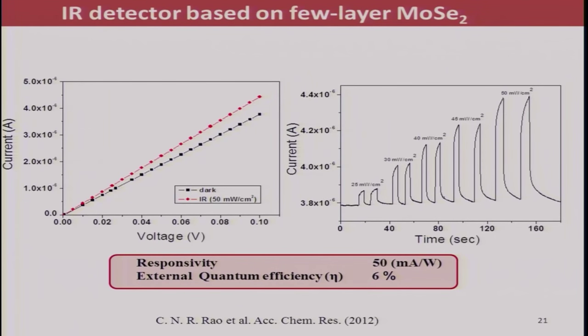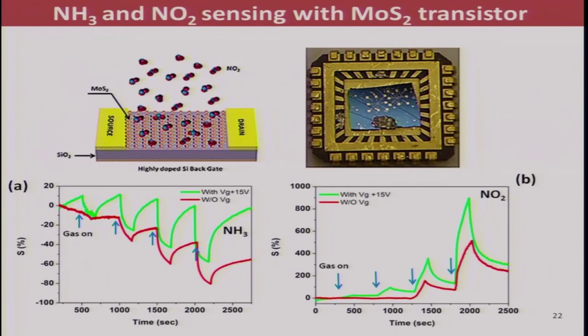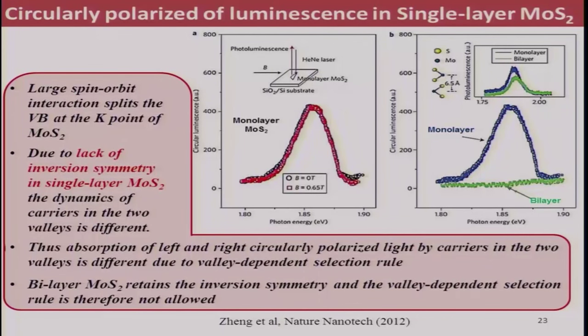So these transistors have been used for a number of things. For example, you can make IR detectors with MoS2, very good infrared detection. As you can see, it shows a reasonably good response. Responsivity is quite reasonable, and a reasonable quantum efficiency. And more interesting is that a large number of people in the last 3 years or so have looked at the gas sensor properties of these MoS2 transistors, for molecules like ammonia or nitrogen dioxide and so on. So single-layer or two-layer MoS2 have seen applications of various kinds, whether it is commercial, I can't say, but certainly very interesting applications have come out.